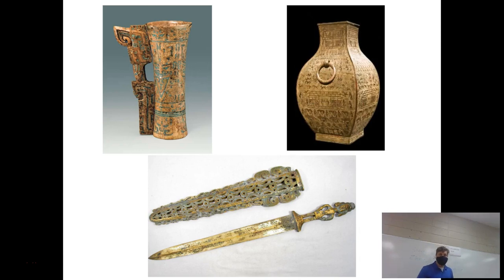Let's put on our analytical minds here. These are artifacts that date to the Zhou dynasty. Just by looking at these artifacts, what does this tell you about the Chinese people? What can you derive just from a casual observation? We have what appears to be a knife, we have a big vase, and then we have a drinking vessel. What does that tell you? What do you know right away?